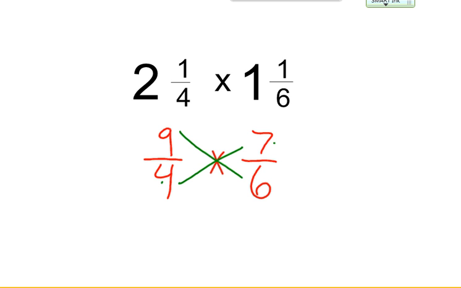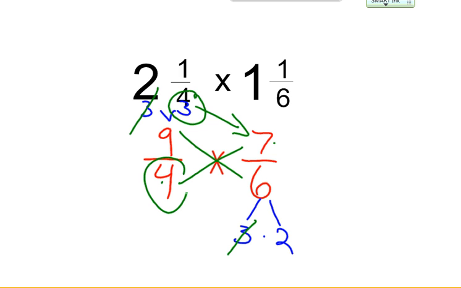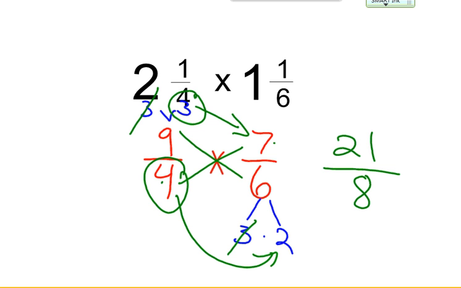However, as we look at the 6 and the 9, we can realize that 6 is really 3 times 2, and 9 is really 3 times 3. So what you can do here is cross out this 3 and this 3, and what I'm left with is a 3 times a 7 and a 4 times a 2. So 3 times 7 gives me 21, and 4 times 2 gives me 8, which then, when I reduce, is going to give me 2 and 5/8.